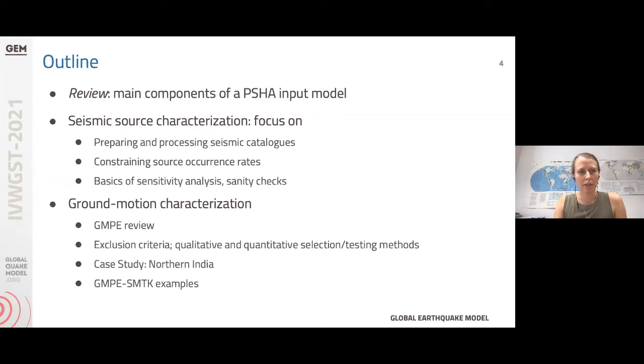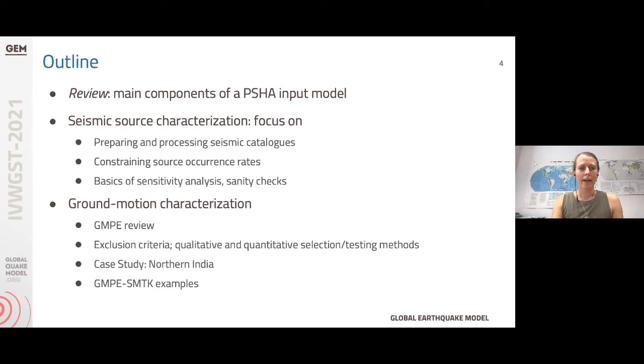So I'll start by quickly reviewing the main components of a PSHA input model and going into detail on what the seismic source characterization includes. And I want to clarify that there is no specific individual recipe for building a PSHA input model. So in light of this, what I'll focus on in this presentation is a lot of the different tools, methodologies, approaches, and data sets that are brought together and used quite frequently by hazard analysts. And so this includes seismic catalogs, preparing and processing them, constraining source occurrence rates, as well as their geometries, and the basics of checking and validating your model, sensitivity analysis and sanity checks.